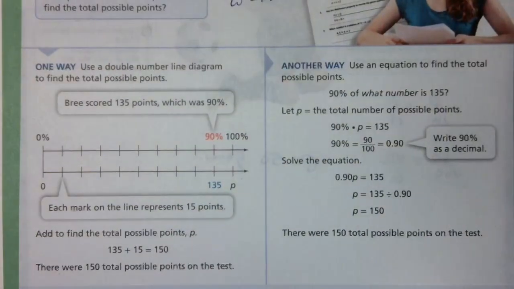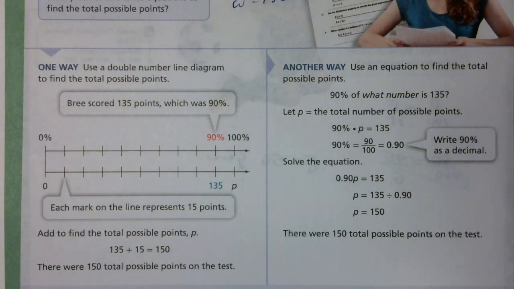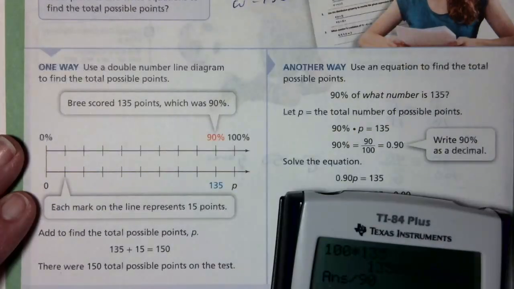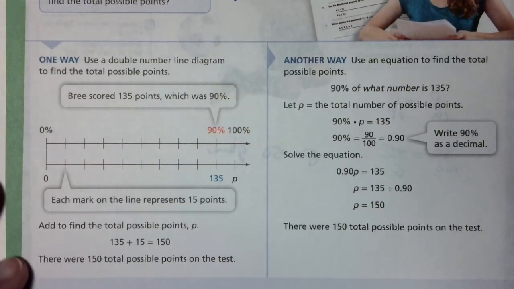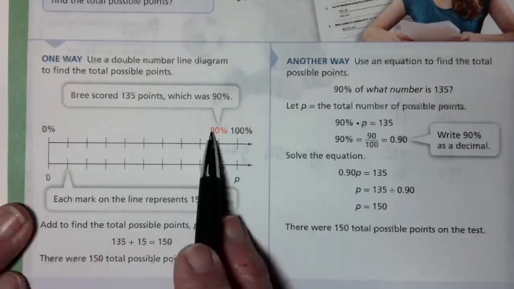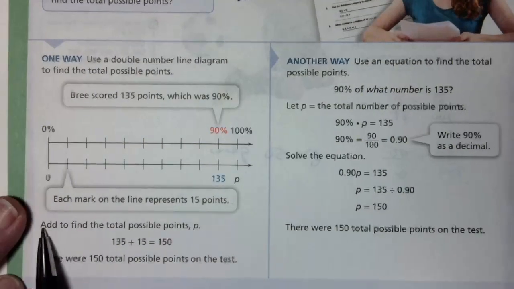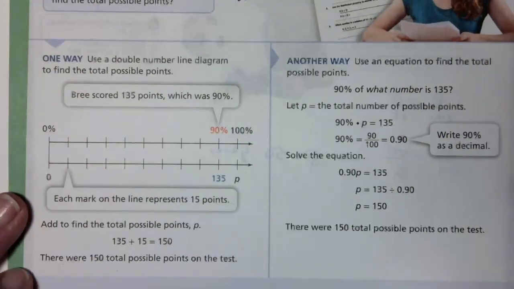All right, one way is to use a double number line diagram to find the total possible points. Bree scored 135 points, which was 90%. Let's see. Did I multiply something wrong? 100 times 135 and divided by 90. Okay, no, I didn't. Okay, so their estimation with their double number line, they said each mark on the line represents 15 points, and so 90% would be 135. To find the total possible points, 100% would give 150. Okay? Another 15 makes that 150.